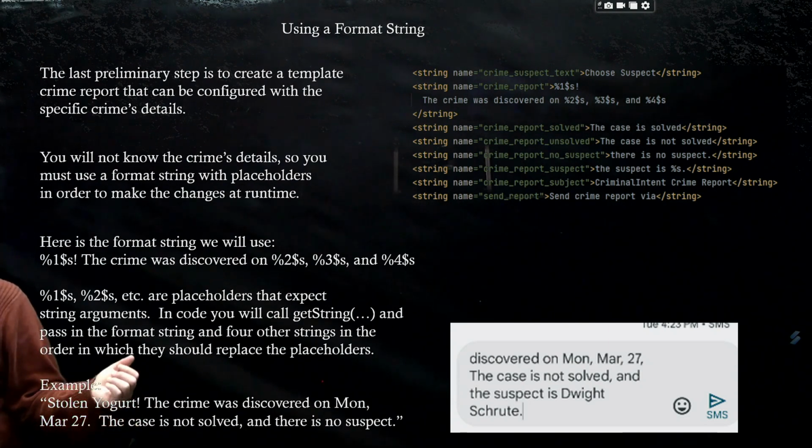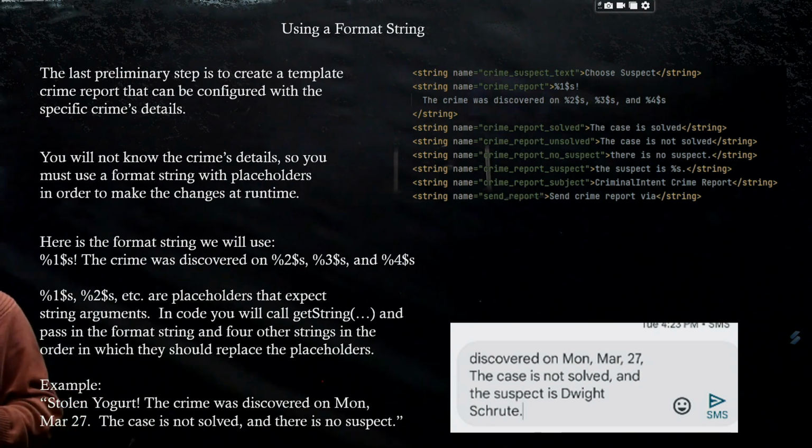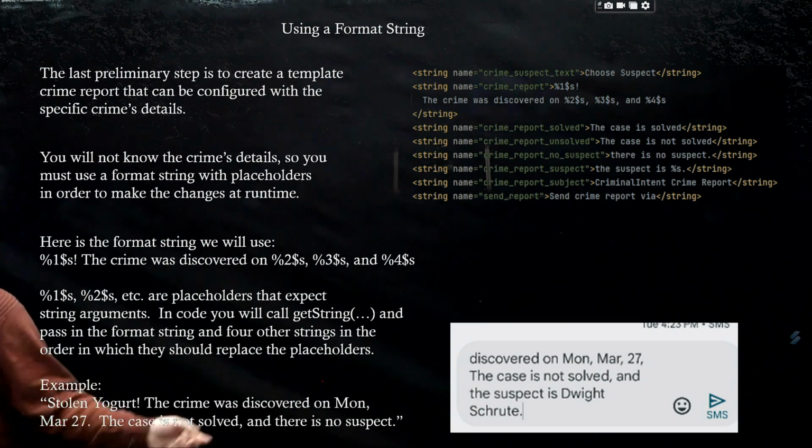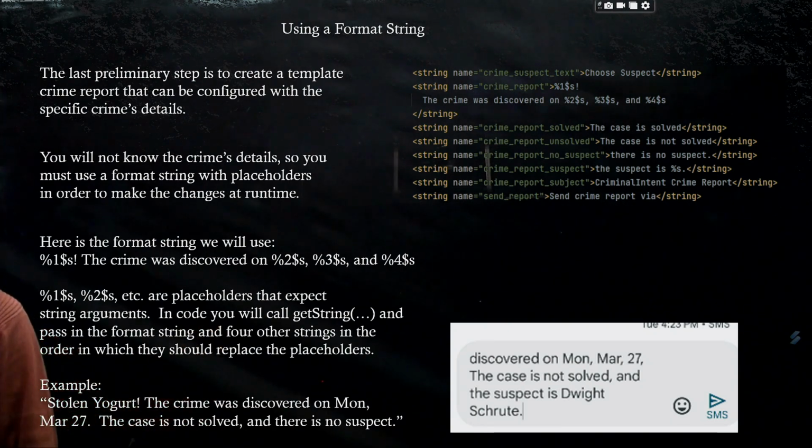That's going to be because when we created our database, we had an empty string. So we'll check to see if the string is empty. If it's empty, we'll say no suspect. If it's not empty, we will get that suspect from our database. I didn't even notice until I started going through these slides, but I don't have the crime in my placeholder number 1, so hopefully I can fix that on the fly for you guys. But it says discovered on Monday, March 27th. The case is not solved, and the suspect is Dwight Schrute.